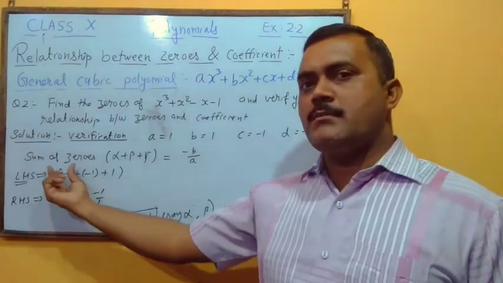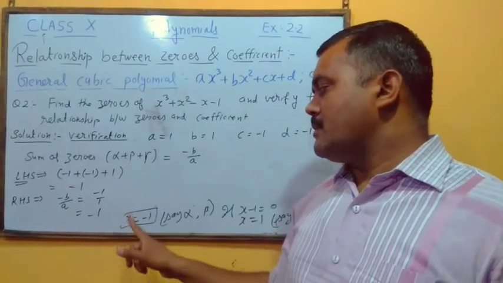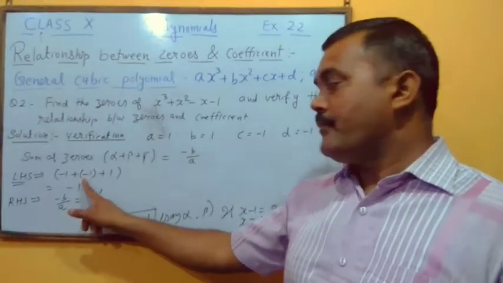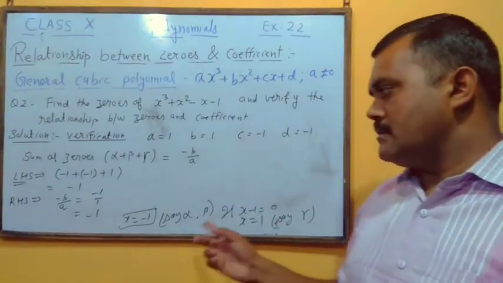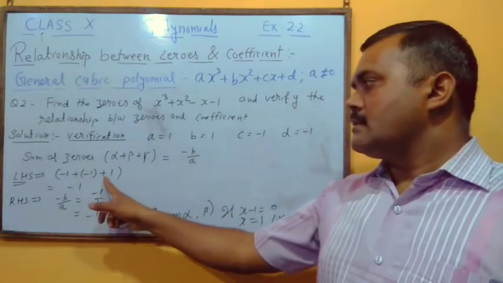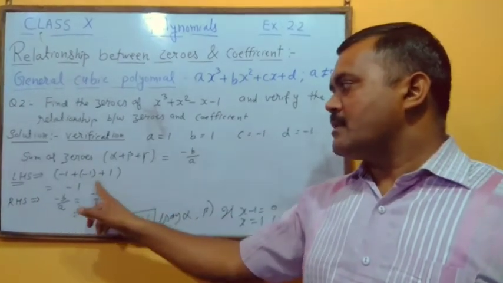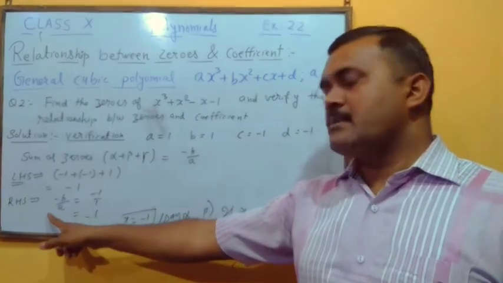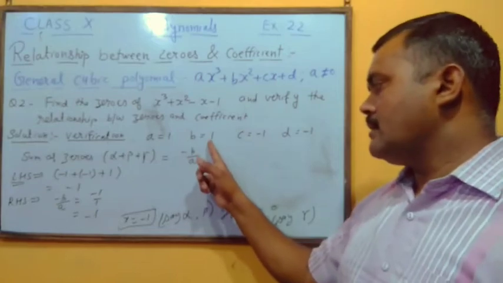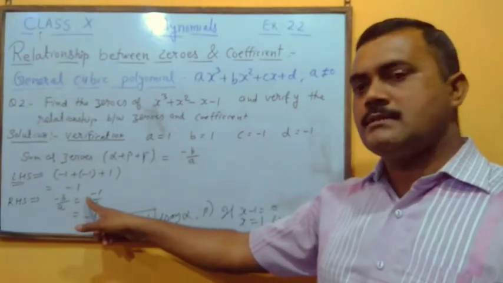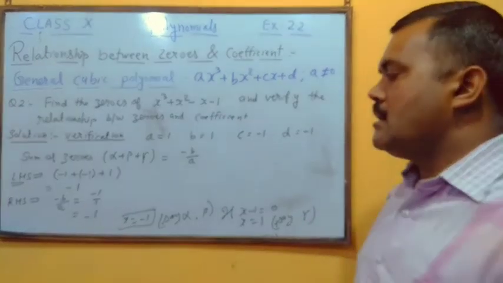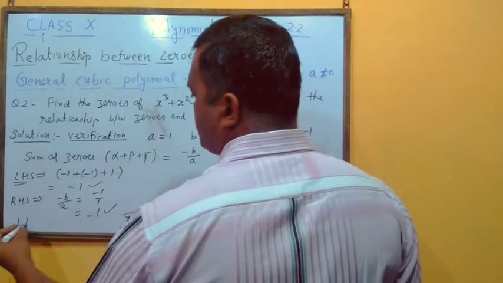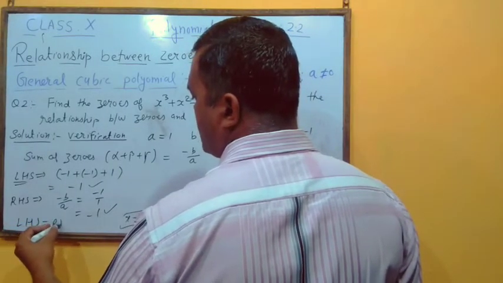Now first thing is sum of zeros. So alpha plus beta plus gamma. You know here alpha and beta are minus 1. So alpha is minus 1, beta is minus 1, and gamma is 1. In this left hand side we get minus 2 plus 1, so minus 1 will be there. Now come to the right hand side. That should be minus b upon a. What is b here? 1. But we need to put a minus sign. Minus. And a was 1, so this also comes minus 1. So this is verified. Both answers are same. So you can write here LHS is equal to RHS.